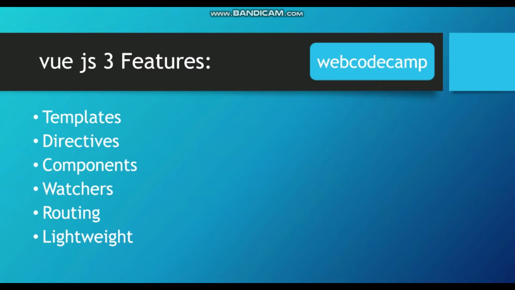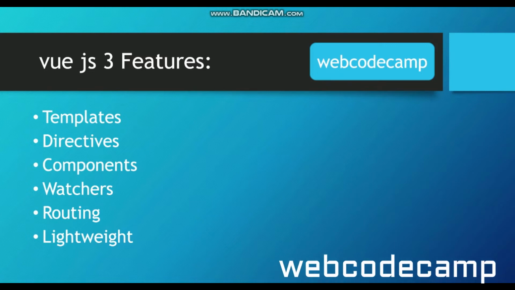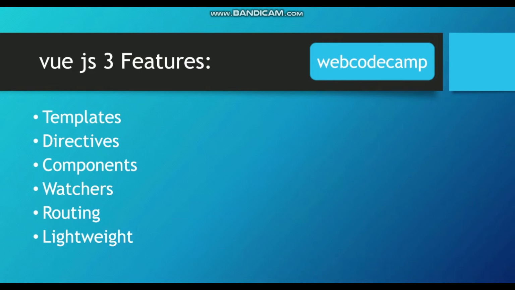directives. What are directives? Vue.js has built-in directives such as v-if, v-else, v-show, v-on, v-bind and v-model, which are used to perform various tasks on the front end. That's called directives. Then watchers.